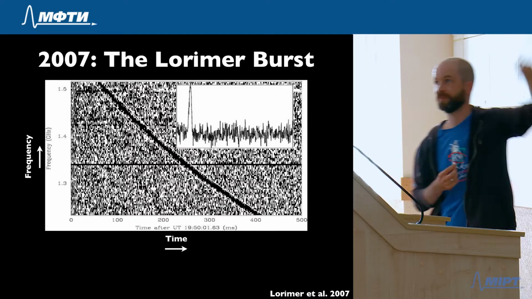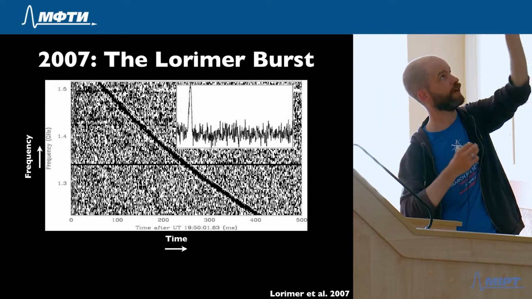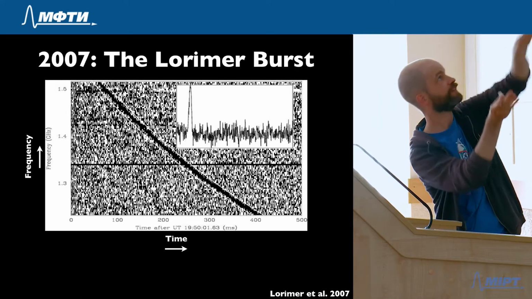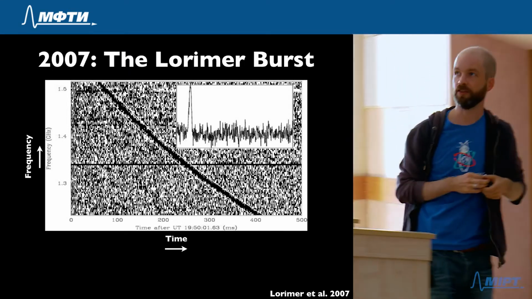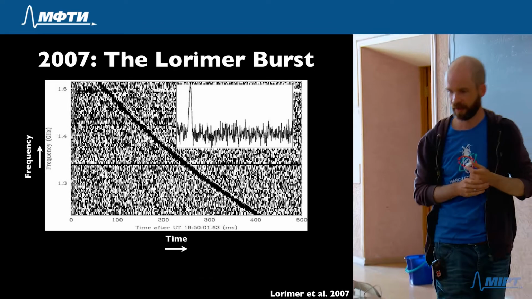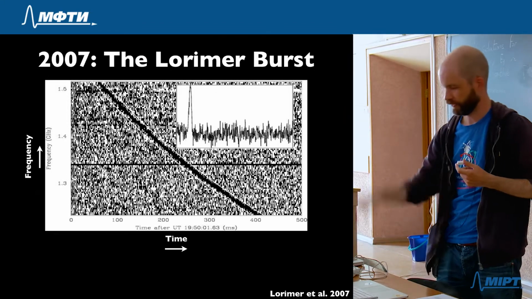You can see the swept signal. That's the dispersive delay that I've told you about many times now. If you correct for that and you sum all of the frequencies together, you get that pulse there. And that's all very nice. It looks pretty much like any other pulsar pulse, except for the fact that, let's look at this dispersive delay.